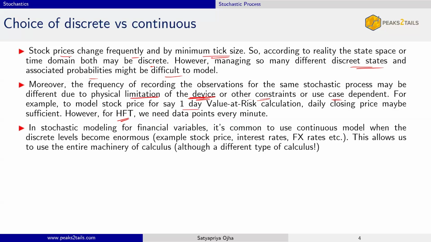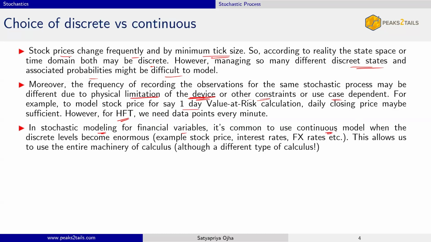Okay, and yeah, so here's the final note. In stochastic modeling of financial variables, right, interest rates, stock prices, FX rates, it is common to use continuous model. Why do we prefer continuous model? You can do discrete also. In fact, we'll study a method called binomial tree method, which is a discrete model of stock price. But we prefer continuous. Why?